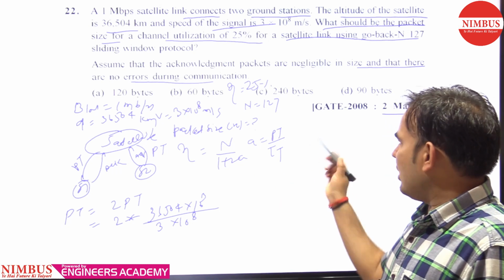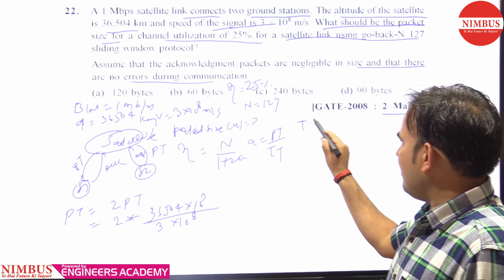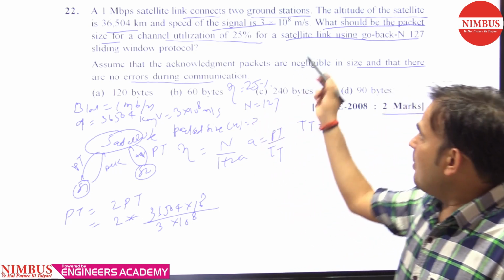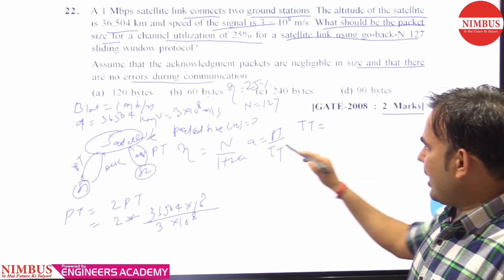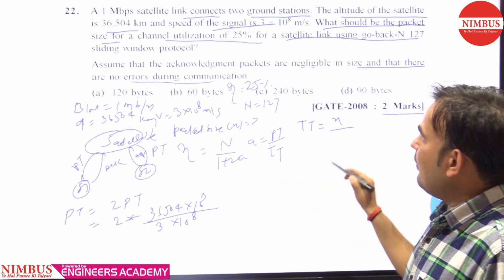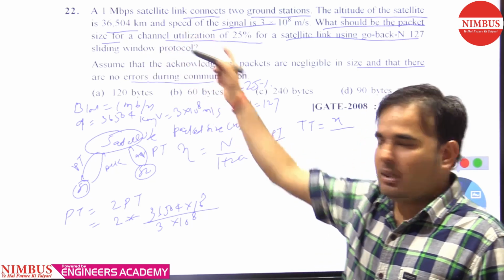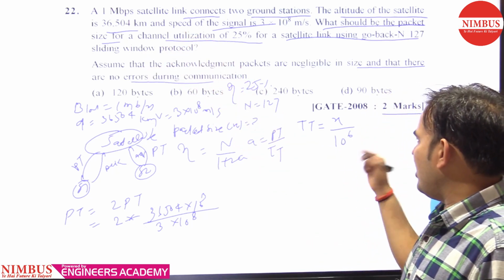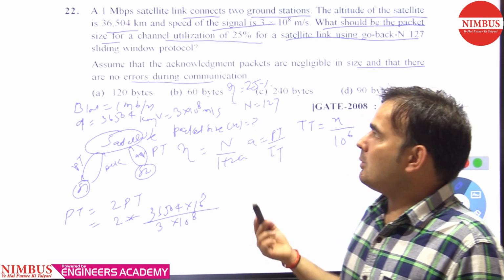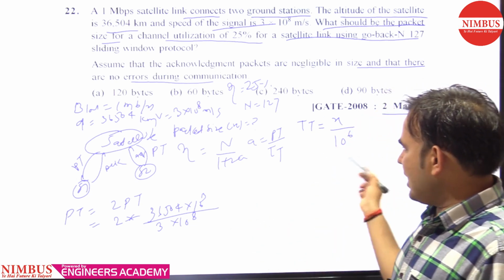And how can you calculate transmission time? Transmission time equals packet size upon bandwidth. Packet size is X, and bandwidth is 1 Mbps, which means 1 into 10 to the power 6, needing conversion to bits per second. So this is the transmission time.